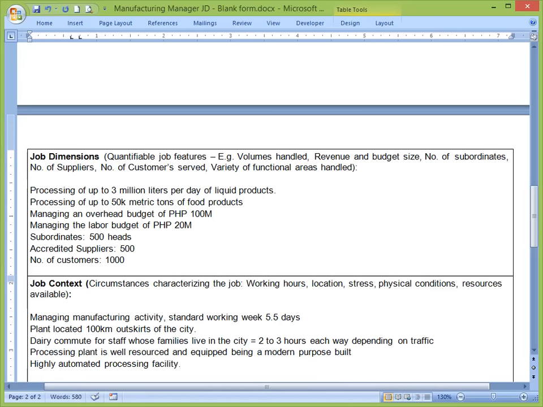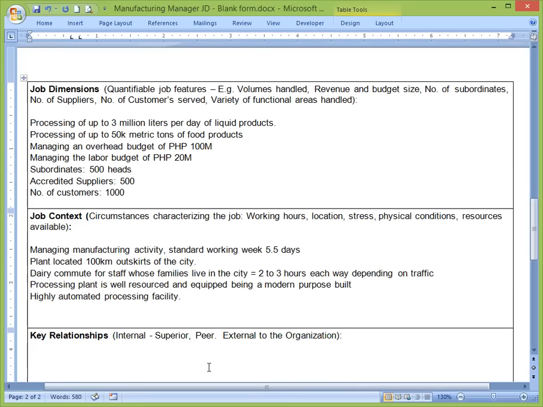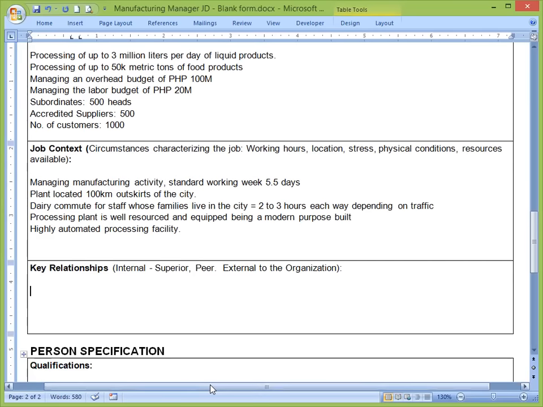Okay, what else? We'll go to the, you just finished with the job dimension. We'll go to key relationship, the superior. You put colon. Factory manager. He's reporting to a factory manager. That's why he's also deputizing the factory manager during the absence of the factory manager.